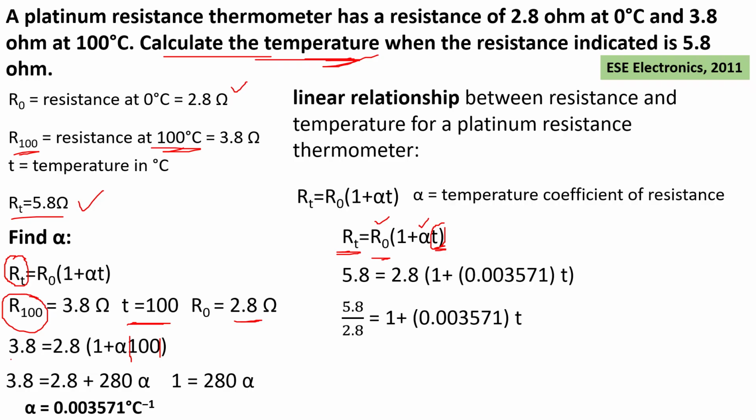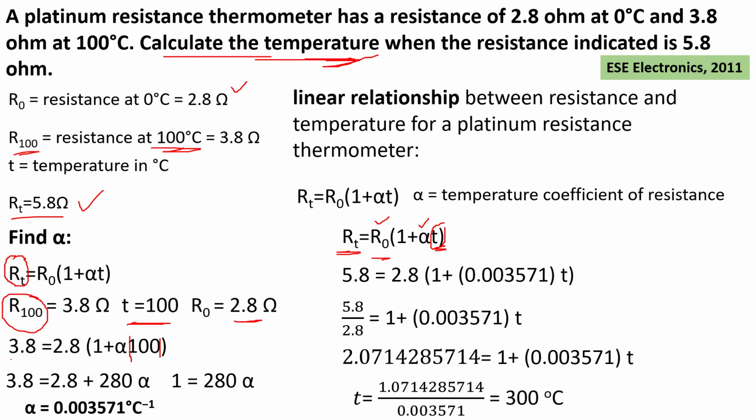So it will become 5.8 divided by 2.8 equal to 1 plus 0.003571 into T. The value of 5.8 divided by 2.8 is 2.071428571, equal to 1 plus 0.003571 T. From this equation, T will become 300 degrees Celsius. So this is the solution, and this question was given in the engineering services exam for electronics paper in 2011. So thank you.